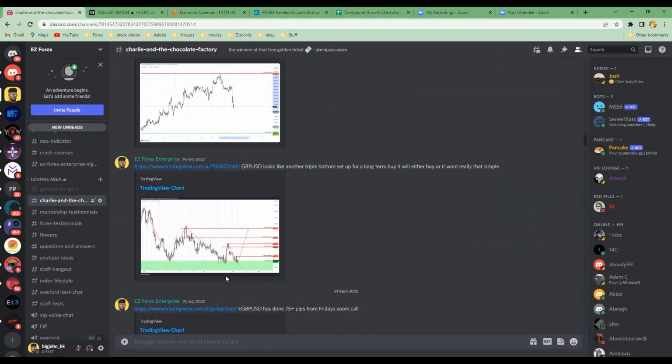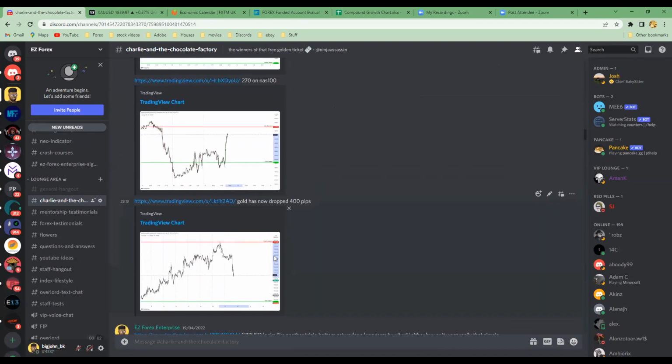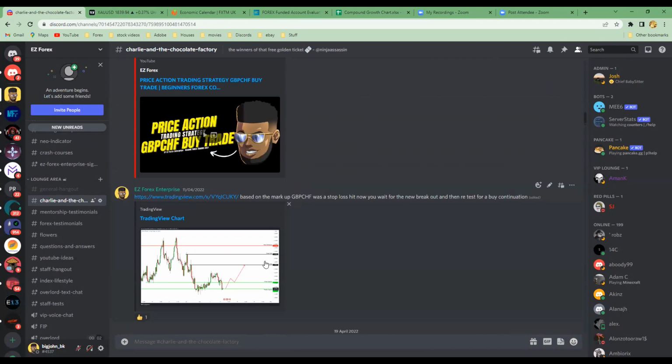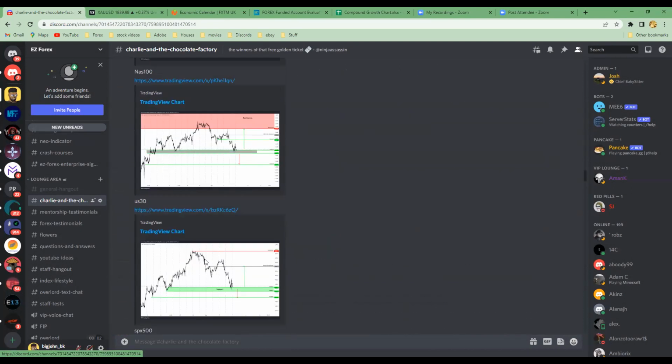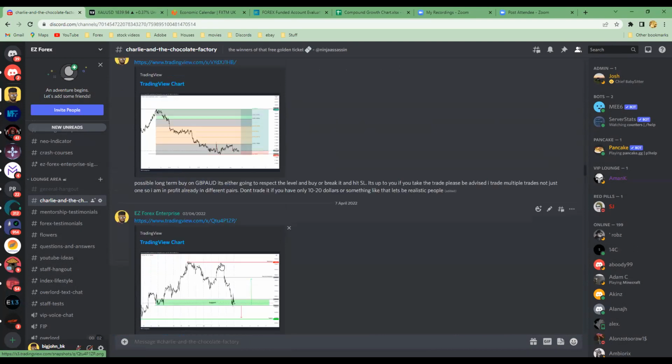As you can see, I put a few trades in here. This is the free area for all the trades, so I will be putting them in there. You can go and check them. I would suggest you check it daily if I put anything in here, maybe every couple of hours if you do pop into the Discord.